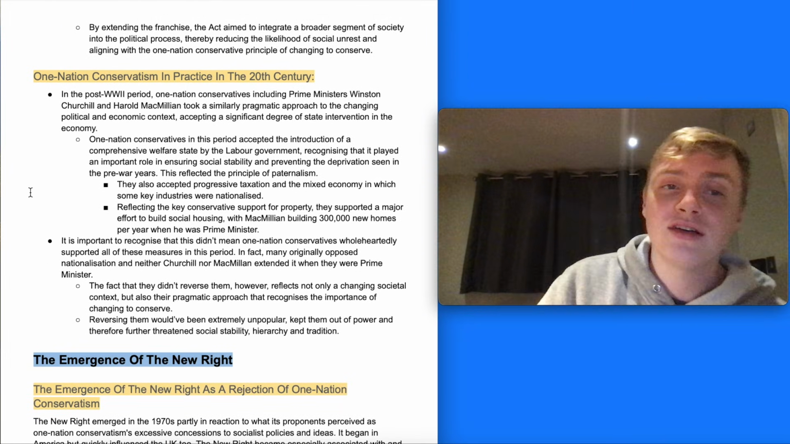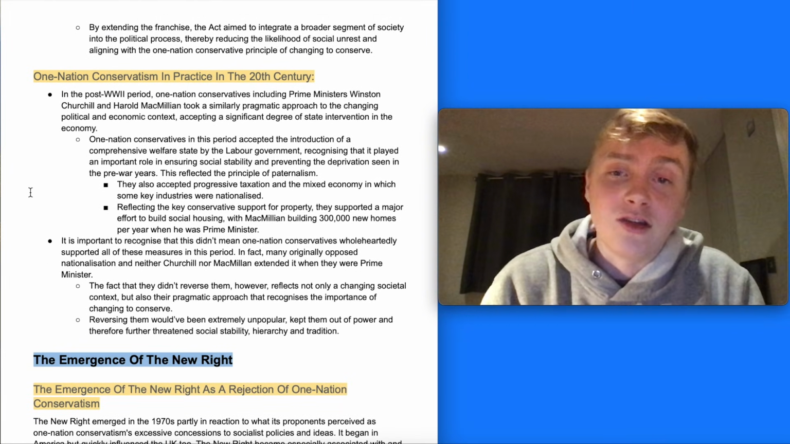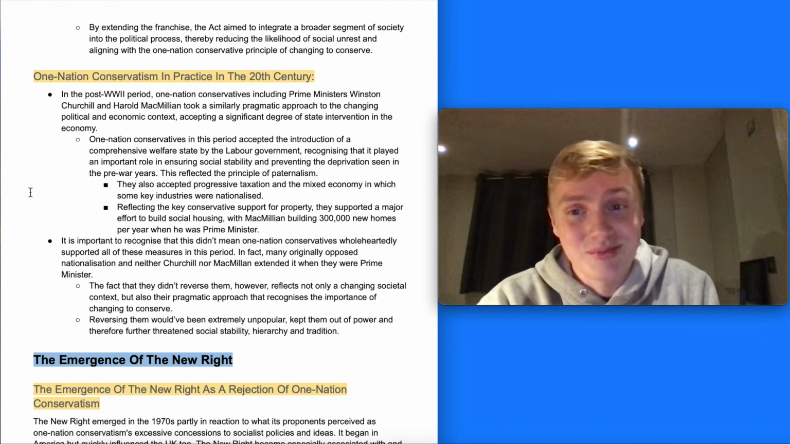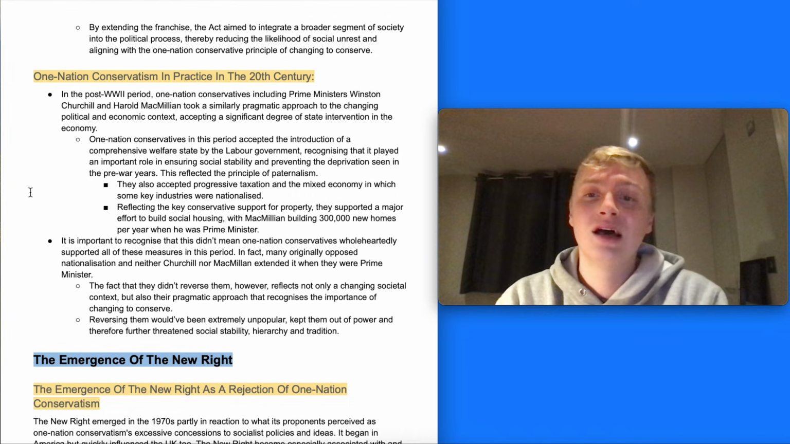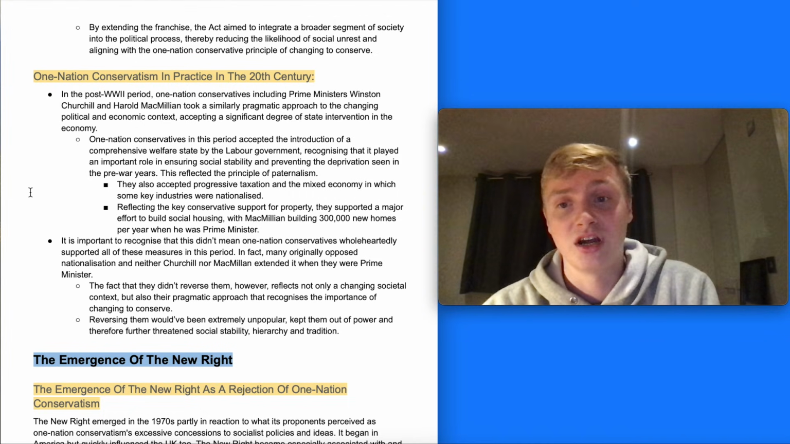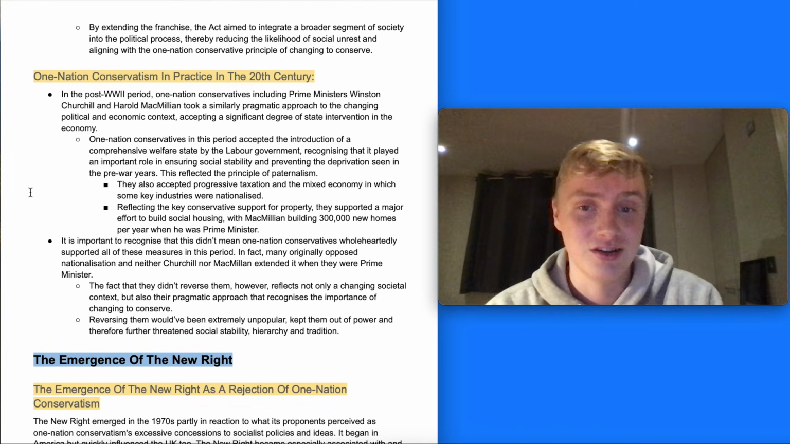Importantly, and I think this is worth considering, is One Nation conservatism in practice in the 20th century. So what you might look at is be very, very confused, because in the 19th century you see these relatively very modest reforms being described as One Nation conservatism. They very much are One Nation conservatism.